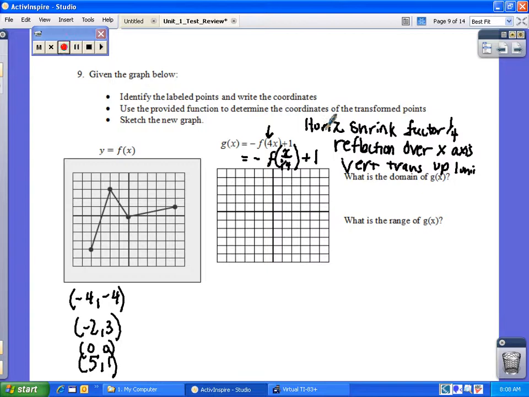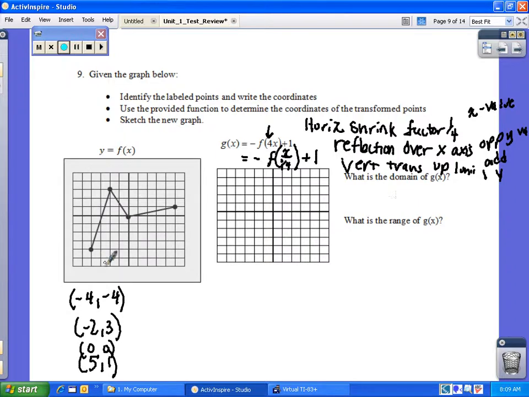So those are the three things I'm going to have to do. The horizontal shrink is going to shrink it horizontally, so that's going to affect the x value. So I'm going to be multiplying the x value by 1/4. A reflection over the x-axis is going to take the opposite of the y value. And the vertical translation up is going to add 1 to the y as well. Okay? So in this case, we want to first reflect it, and then we're going to move it up.